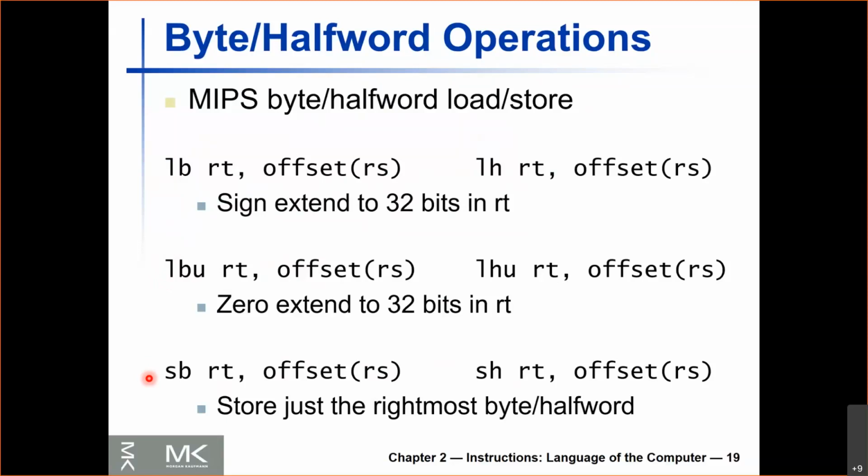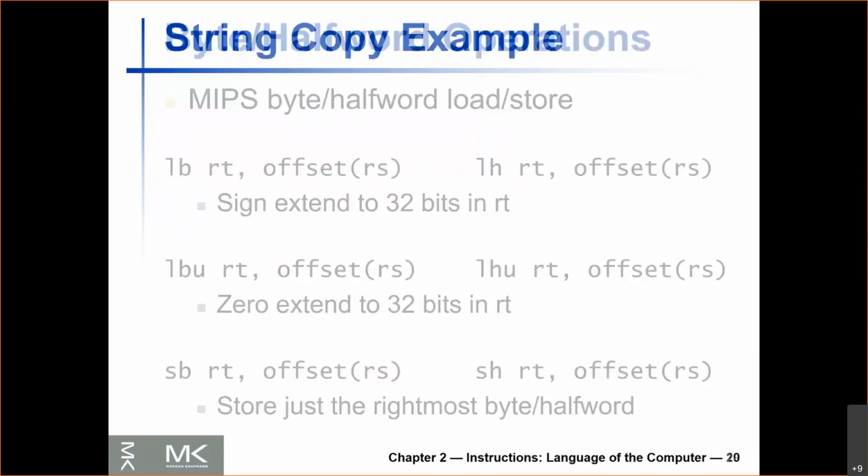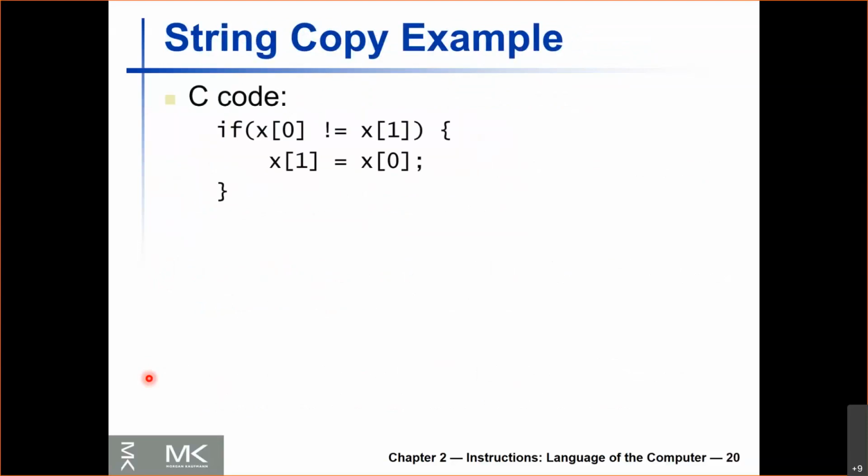And as an example of how we use these instructions, let's do a code example. Let's say we had some code that processes a string. What this code is going to do is: if x[0] is not equal to x[1], x[1] equals x[0]. So the code is checking the first 2 characters in the string, and if the 2 characters are not the same, it's going to set the second character to be equal to the first character. I'm going to take a string and make sure that the first 2 characters are the same. It's not a very useful program, but I'm just using it here for demonstration purposes.